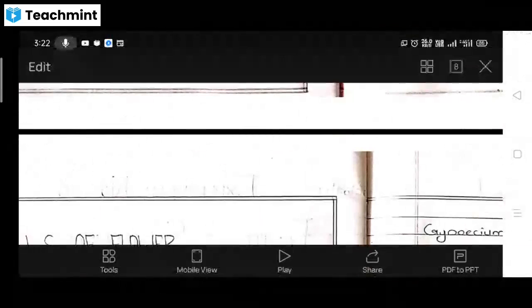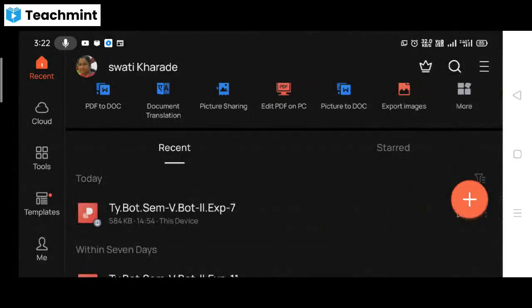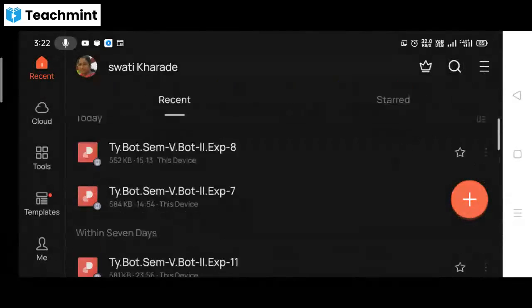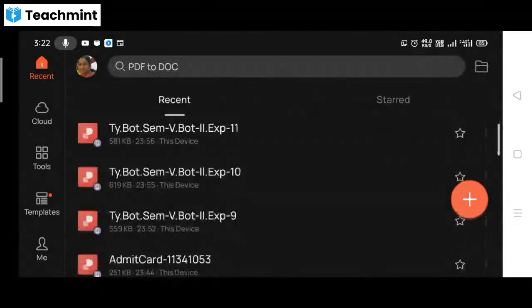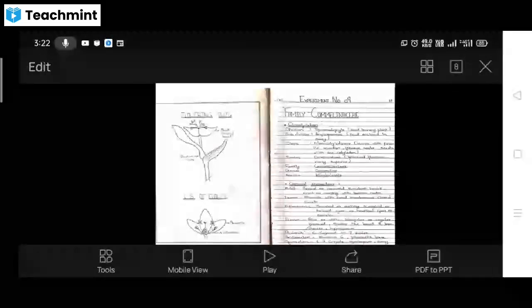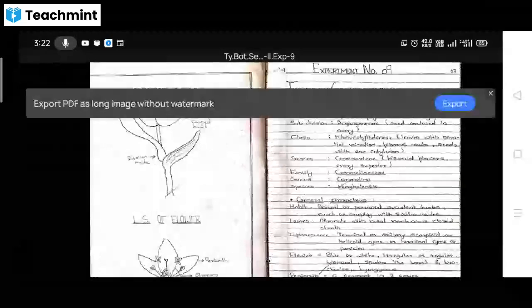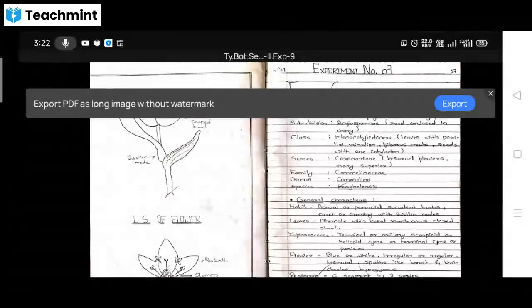Then the next family, the ninth experiment. So the next family is the Commelinaceae. All these previously studied families come under the dicot, and this family, Commelinaceae, comes under the monocot.